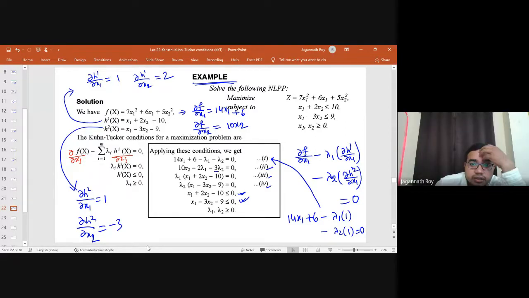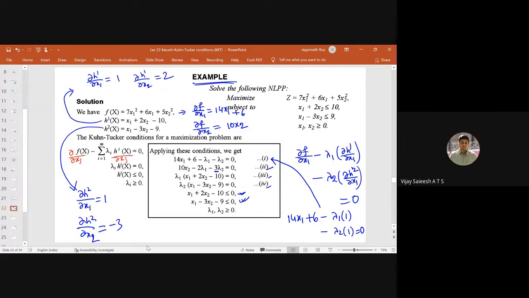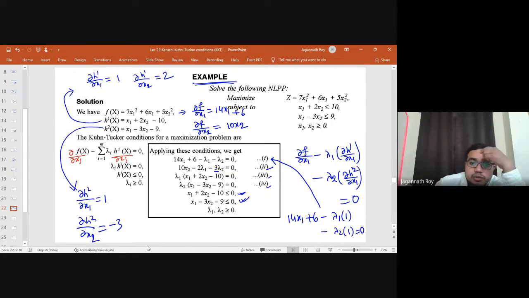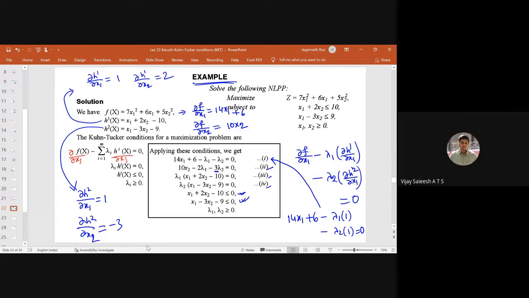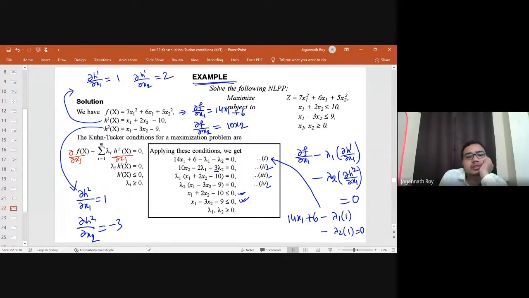This one, yes, yes, last 3 lambda 2. Yes, sir, because minus lambda 2 into derivative of h2 with respect to x2 itself is minus 3. So minus minus plus. Just a minute. There may be some printing mistake. Okay, let us verify.